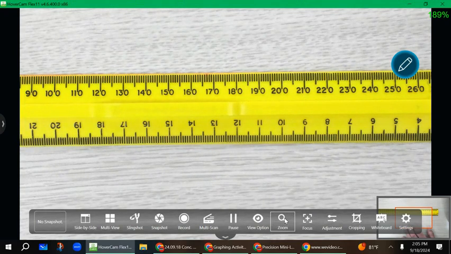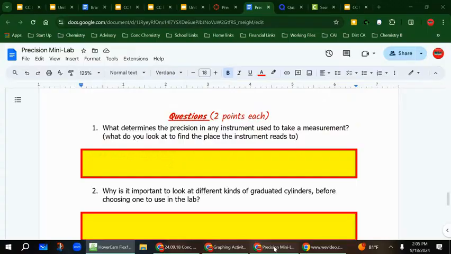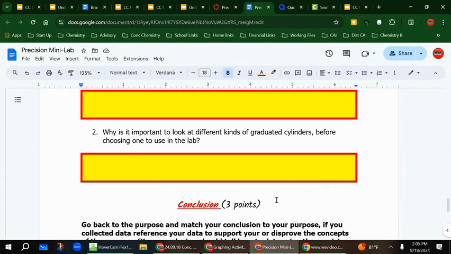Okay? Now, why is it important to look at different kinds of graduated cylinders before you choose one for the lab? For the same reason, why is it important to use different balances? We want to use whatever instrument gives us the most what? Precise. Precision, or the most precise measurement. Absolutely. If you have the choice between using a balance that reads to the tenths and one that reads to the hundredths, use the one that reads to the hundredths.